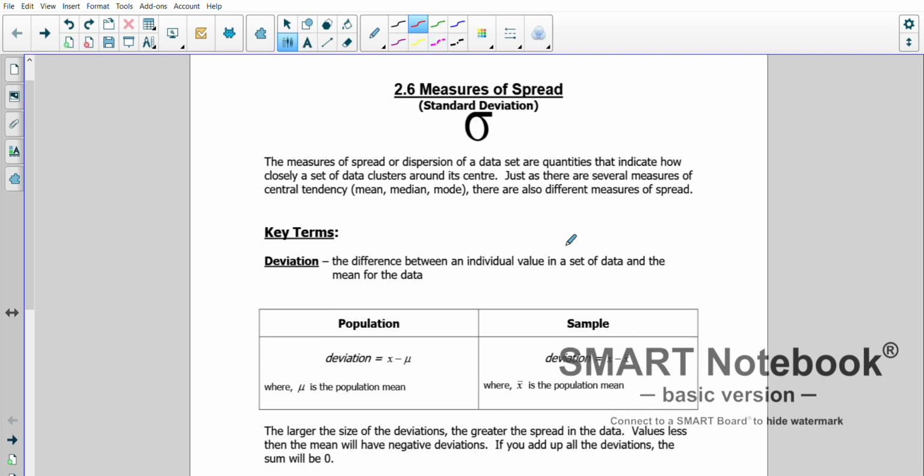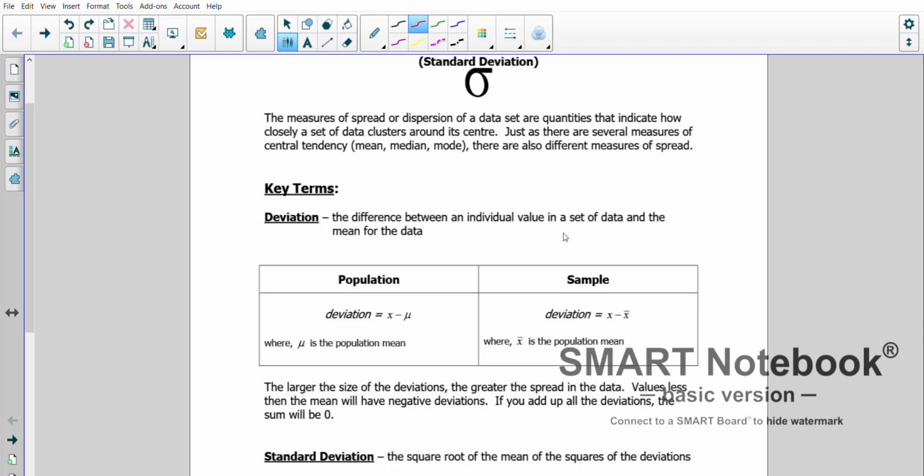So basically we did measures of central tendency, that's measures that focus on the center of the data. Now we're going to focus on standard deviation, which is a measure of spread, which is a measure of how far apart the data is, how spread out the data is.